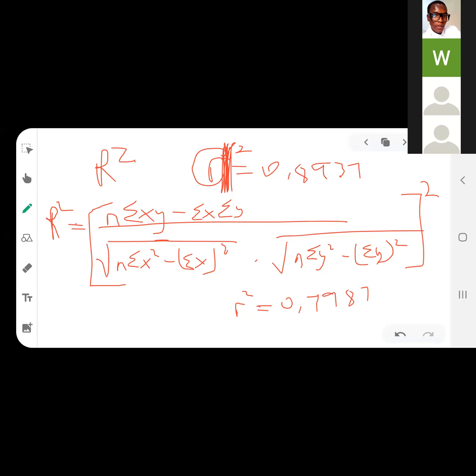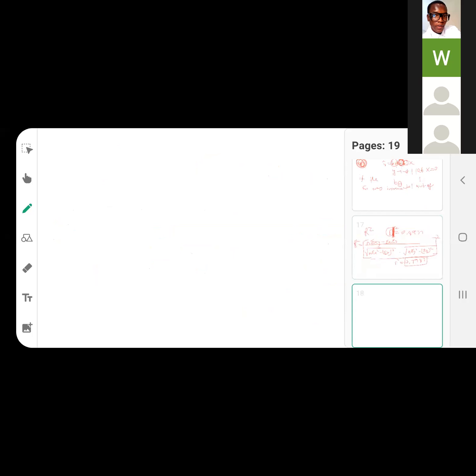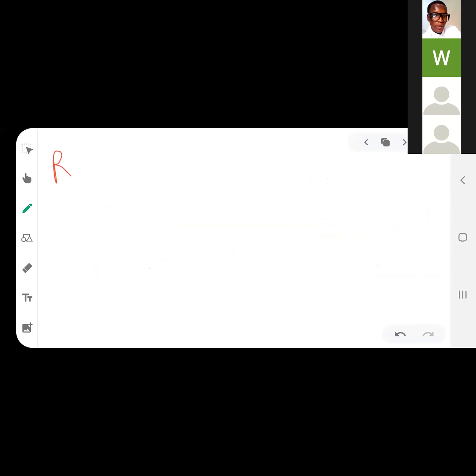So meaning that after applying this formula, we must get this answer. If not, then something is wrong. So let's calculate. R squared equals. But is there no way I can take this up?